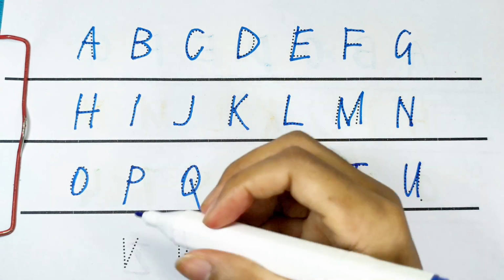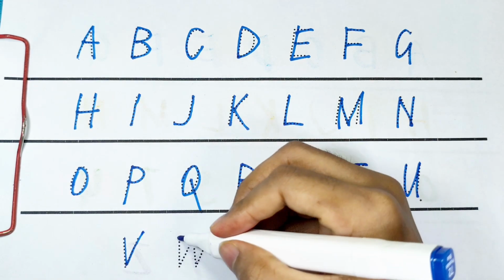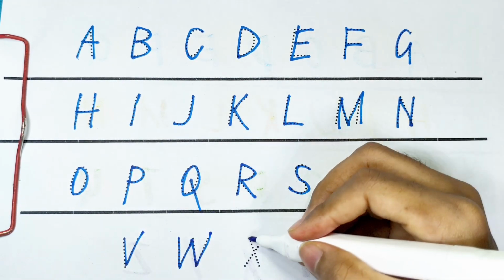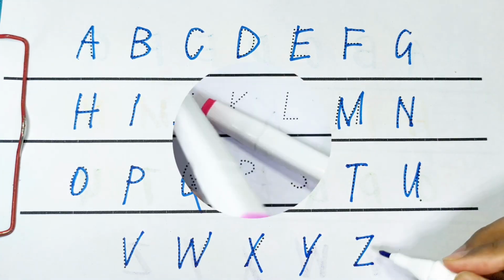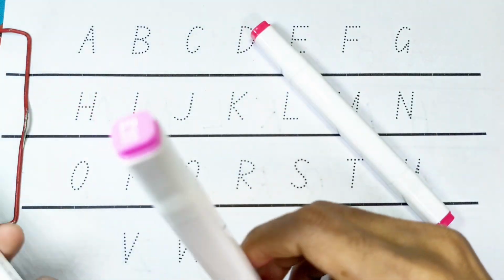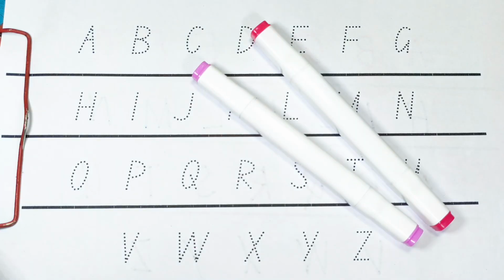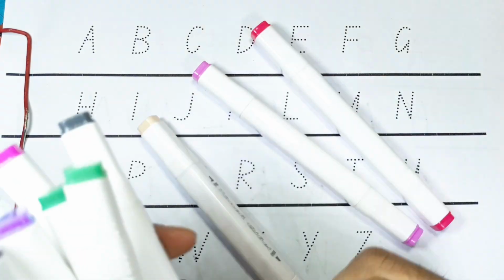Kids, the next one is V. V. W. W for watch. X. Y. Z. Coral red color. Kids, the next one is pale pink color. The next one is raw silk color.